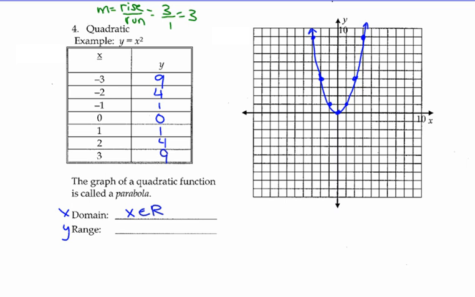Okay? So, does it keep going to the left and the right? Will it spread out both ways? Yes, it'll keep going left and right. So x is an element of the reals. Range, which is your y value, does it go forever up and down? No. Where does it start? 0. It goes from 0 and then continues up. So we say y is greater than or equal to 0.